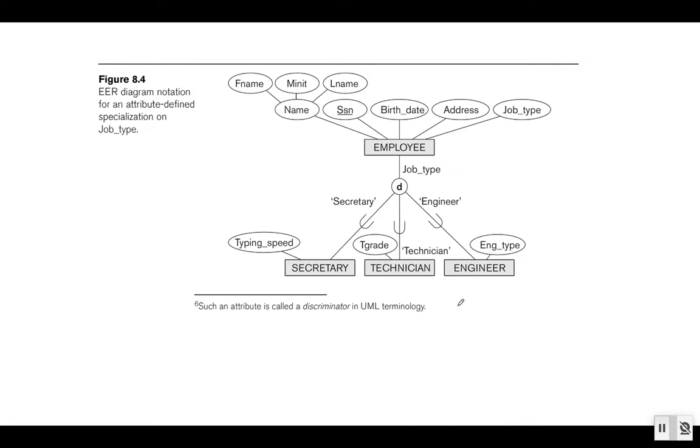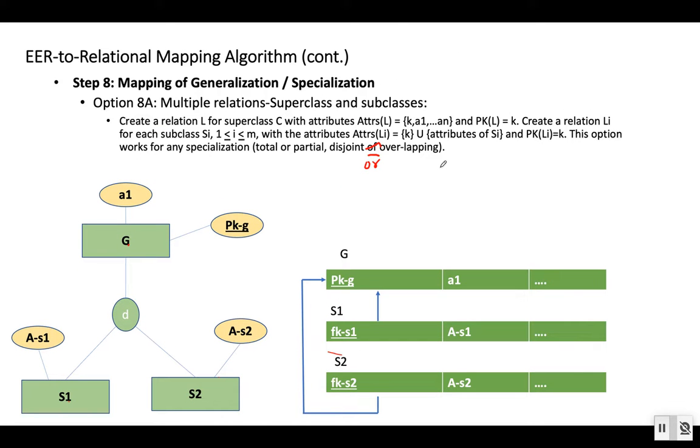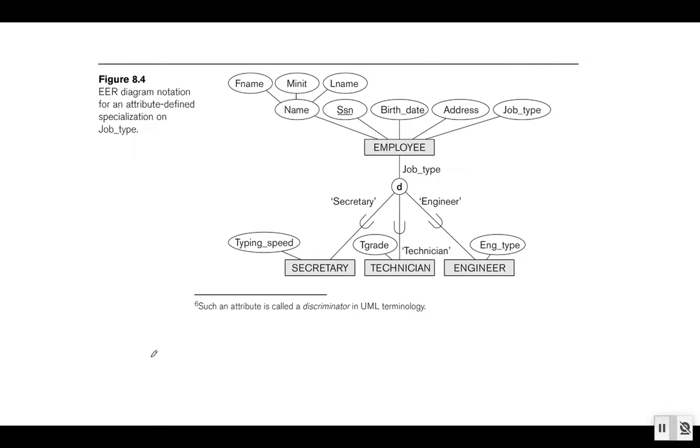Now let's see an example. In this specialization we are going to try to map it using multiple options. The first option, remember, works for any kind of specialization. In the first option we are going to create a relation for each of the superclass and subclasses. So let's map this specialization using the first option.